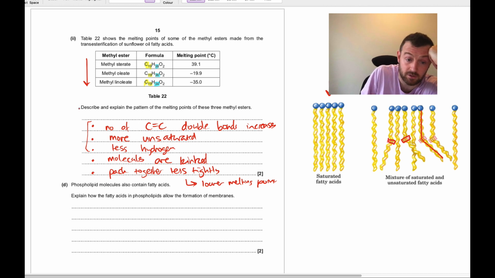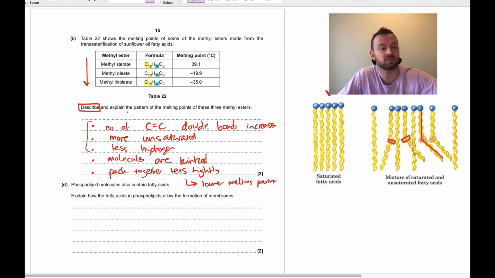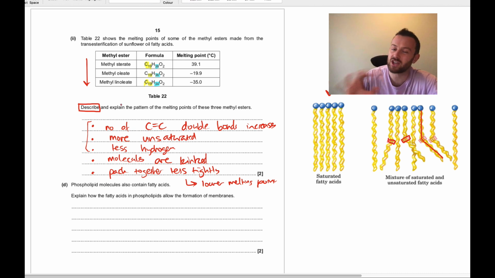Right, I almost didn't do this actually. It's always a good idea to look back at the question once you think you've finished it, just to check, did I actually answer it? I didn't really talk about describe, did I? So I must say that as you move down, the melting point decreases. It gets lower. Remember, this is a negative number, but it's a low negative number.